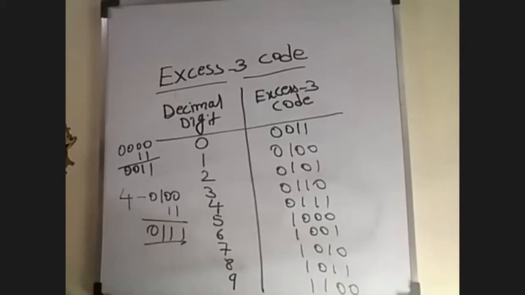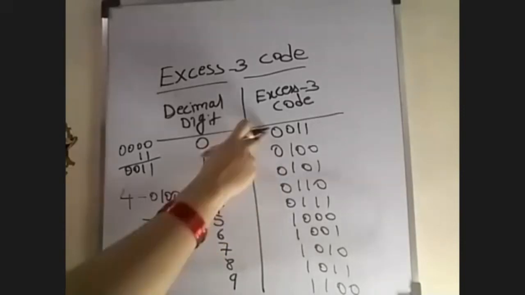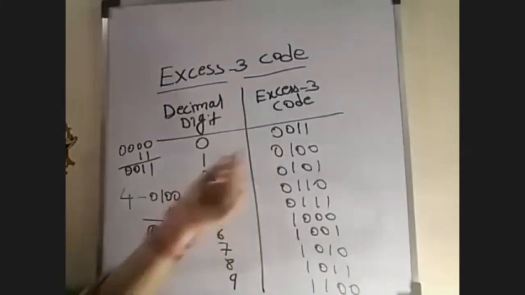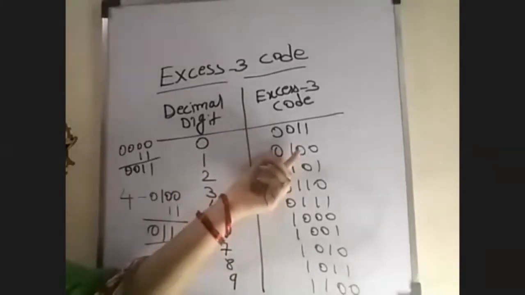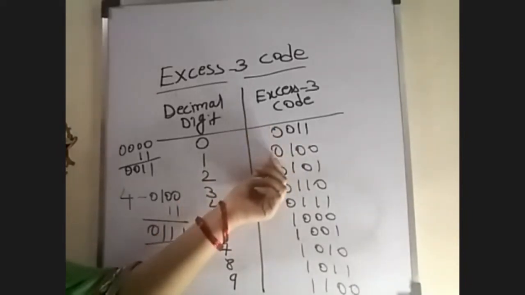In the previous class we discussed sequential code. Sequential code means you get each value by adding binary 1 to the previous value. That is nothing but a sequential code. You add +1 to the previous code, and then you get the present value.